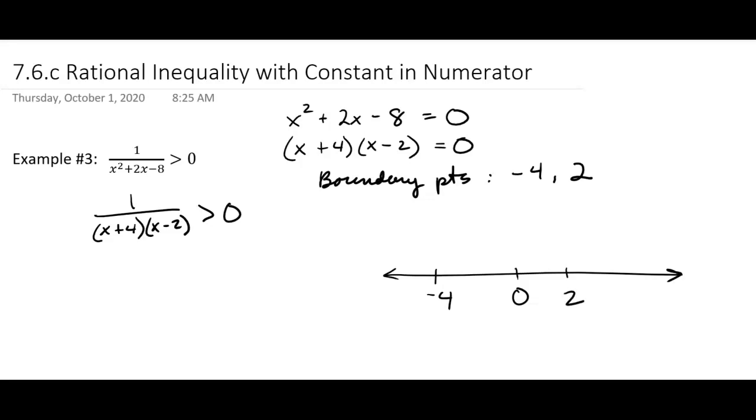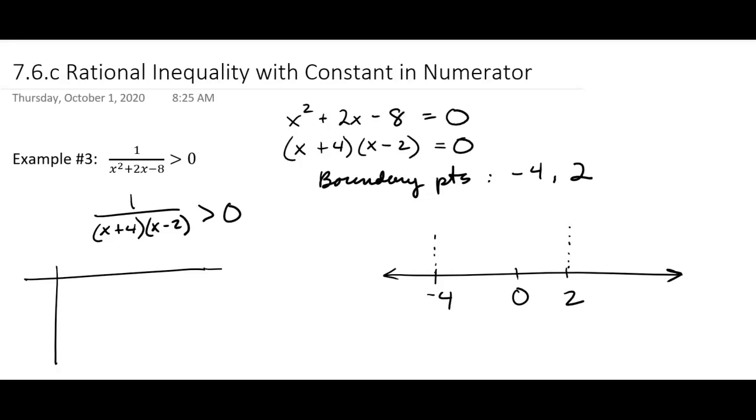And then I'm going to have to decide. Am I going to include -4? No, because that would make the denominator 0, so I can't include that. Am I going to include 2? No, because that would make the denominator 0, and I can't have the denominator be 0 still. Okay, so again, I get the 3 sections. So we'll find some test points.